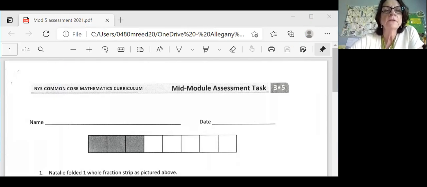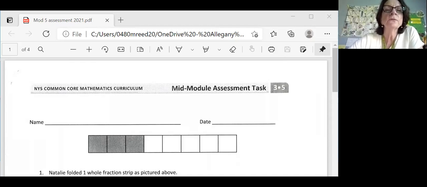All right, so let's go back again. How many equal parts did she divide the whole into? This is your whole up here. B, label each part with a unit fraction. And C, write the fraction of the strip she shaded. D, write the fraction of the strip she did not shade. Notice they're asking you to write fractions because it is a fraction assessment.